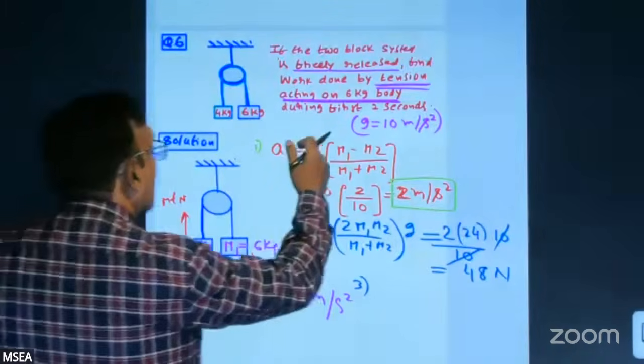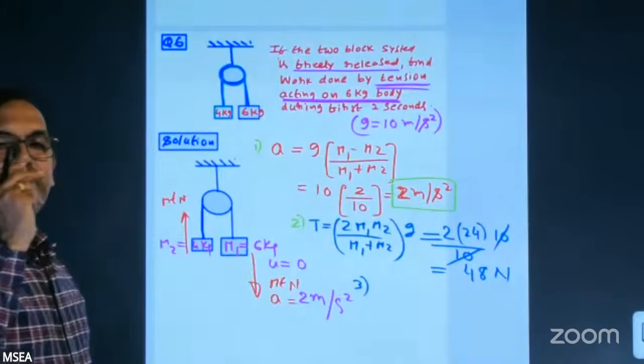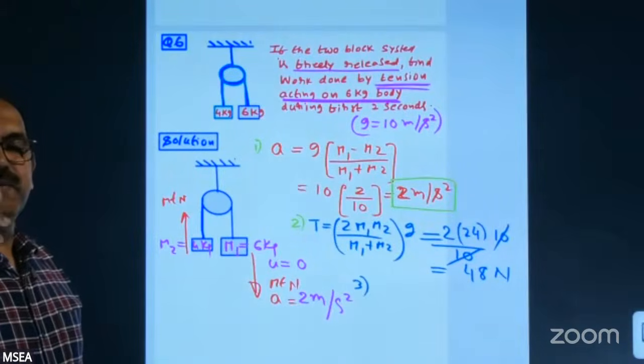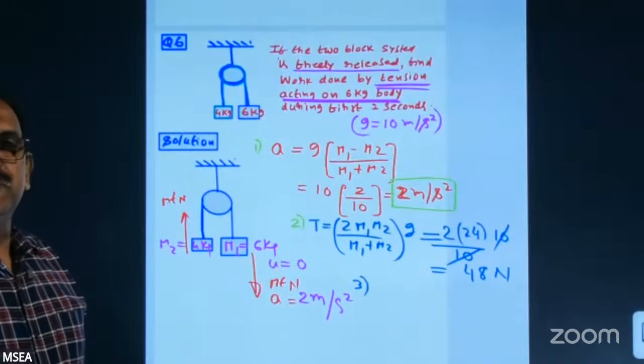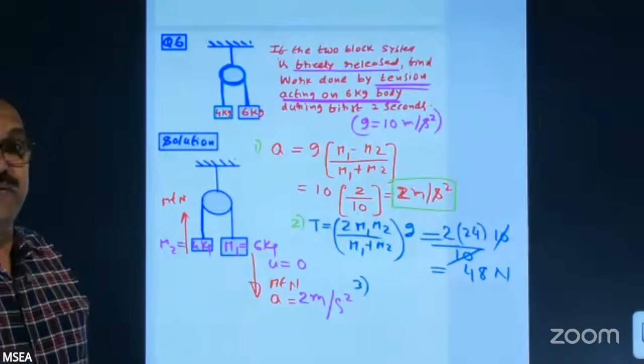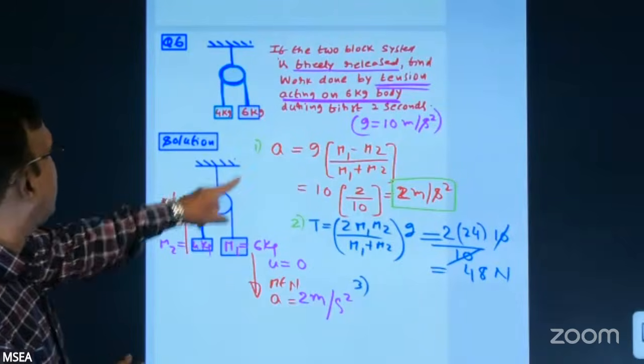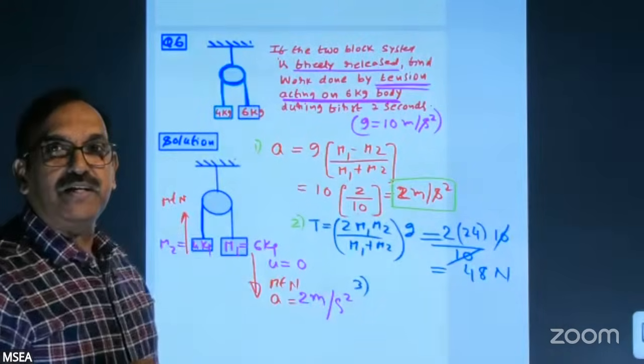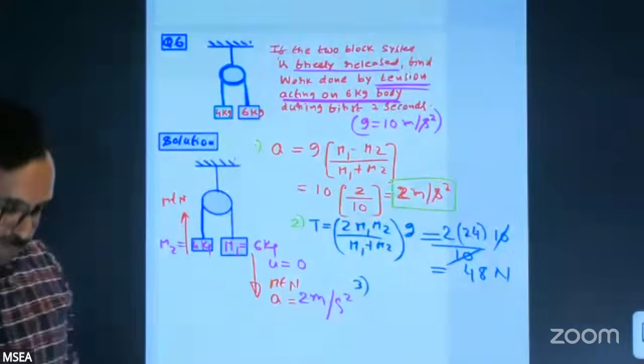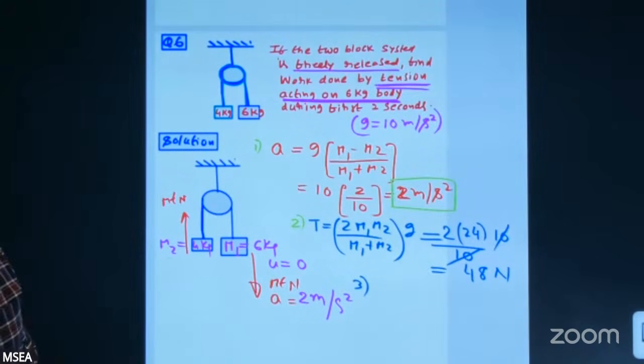Then the third one: I want work done by tension in the string. Work done by tension means tension into displacement into cos theta. I have to find its displacement. Whose displacement? Displacement of the 6 kg body. How to find the displacement of the 6 kg body? Using simple kinematics.